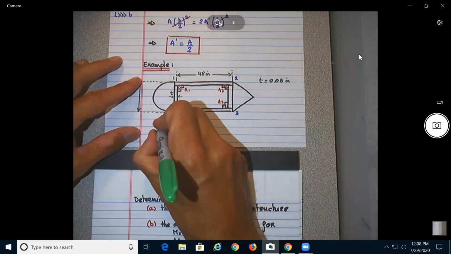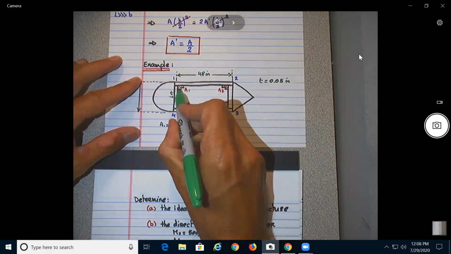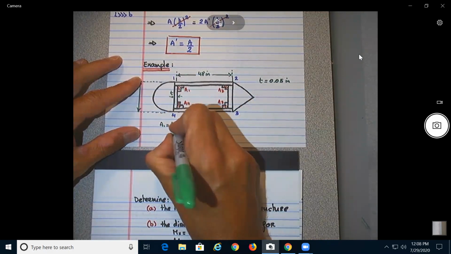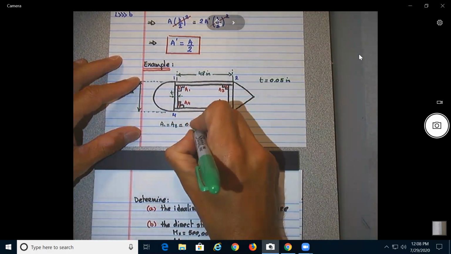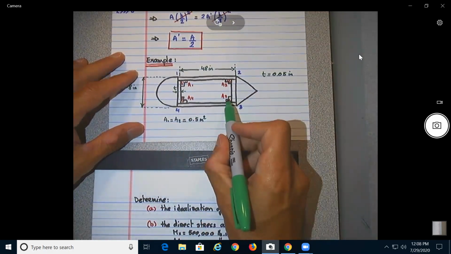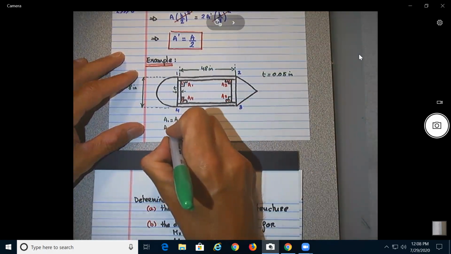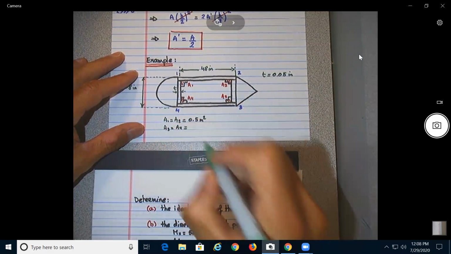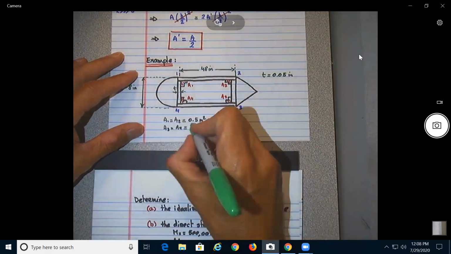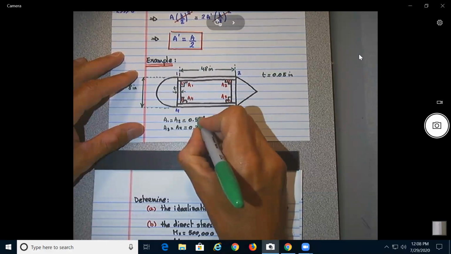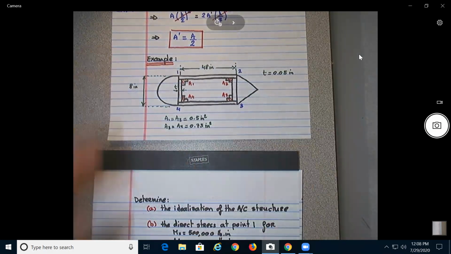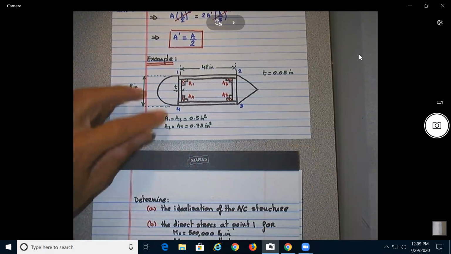We know that the area 1, so of this stiffener here, equal A2, and that is equal to 0.5 inches square, and the two at the bottoms, A3 and A4, are also equal, but to make things interesting, I'm not going to make them equal to 0.5, but to 0.75 inch square. Okay? So that's the A of this difference.